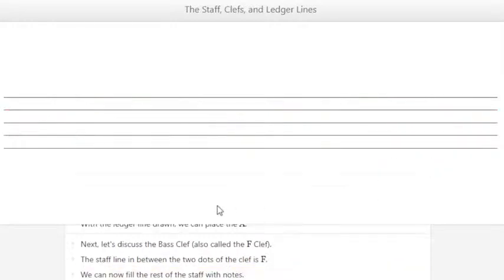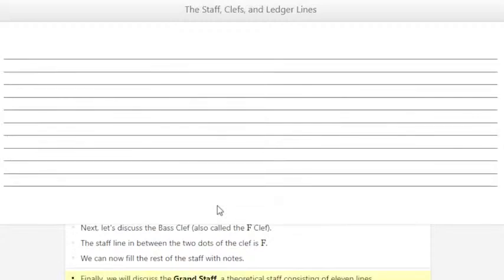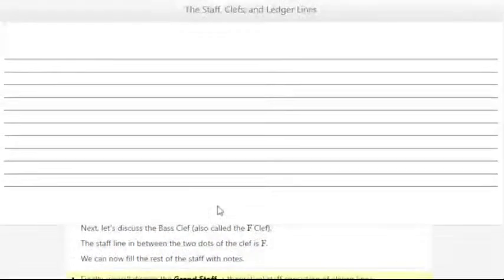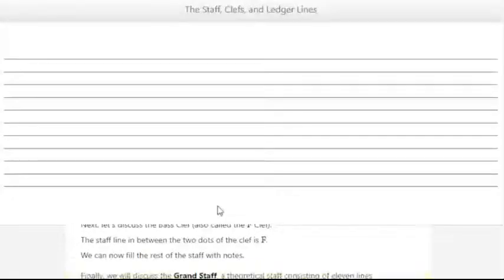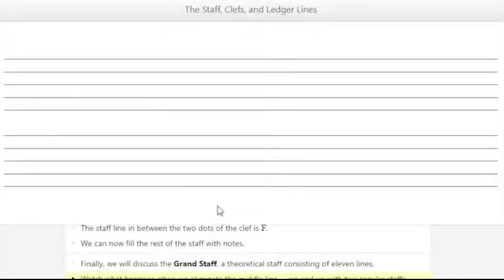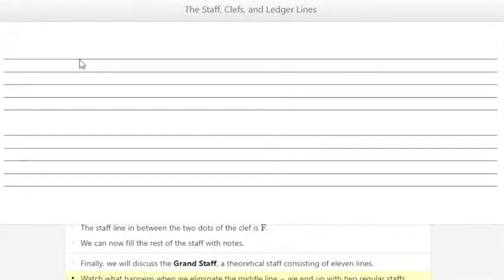Now, finally, let's discuss the grand staff. Theoretically, the grand staff consists of 11 lines. But we'll need to remove that middle line that makes it 11. And you can see that it now looks like two different staffs. This one is 5 lines and 4 spaces, and this one too is 5 lines and 4 spaces.